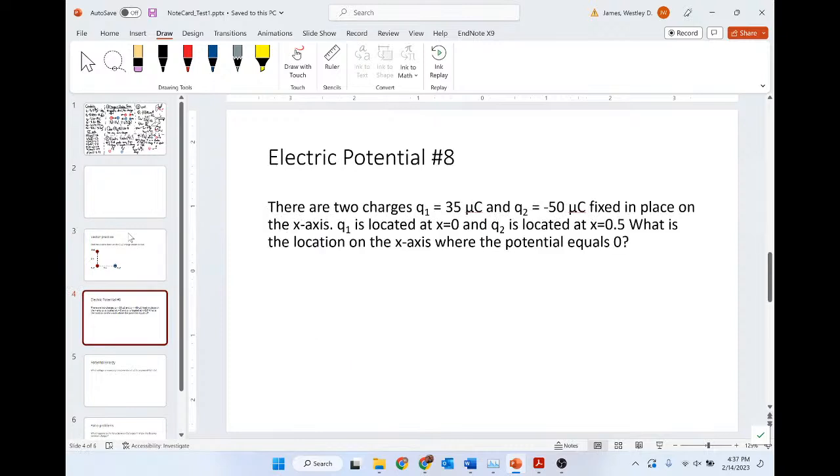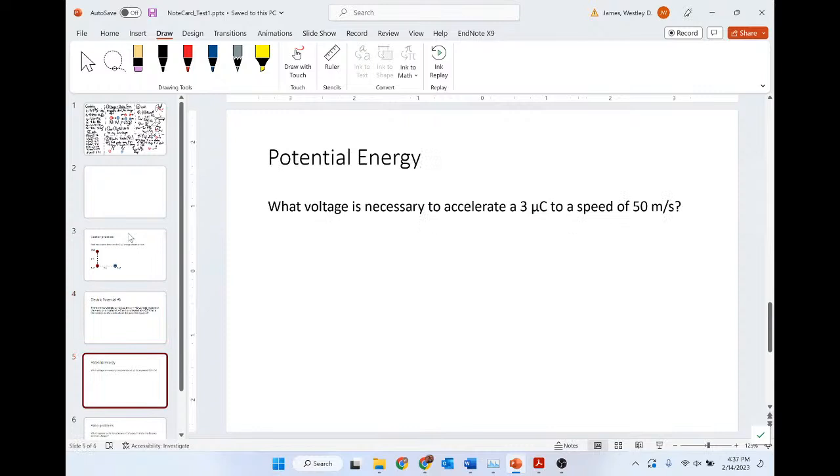There's going to be a problem I'll do on the net potential due to a couple charges. I've gotten a lot of questions about that. And a conservation of energy problem: how to get the speed given voltage and that kind of stuff.